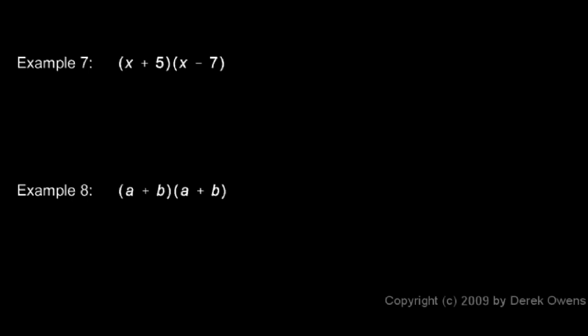And now we'll work through some examples of multiplying polynomials. x plus 5 times x minus 7. Both of these are binomials, so FOIL applies here. First, outer, inner, last. The first terms are both x.